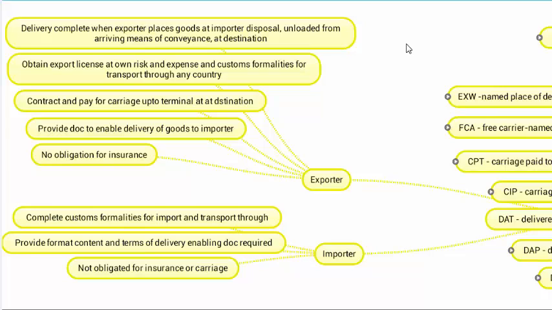So he wants a document that will enable him to take delivery. So what should be the terms and conditions of such a document? Is it just a delivery order? Is it a warehouse receipt? What document does he want? How should it be? Who should be the issuer? What should be the evidence? What should be the content? All that information the importer has to provide. And the importer is not obligated for insurance or carriage because goods are already arriving at the terminal which is in the destination port.